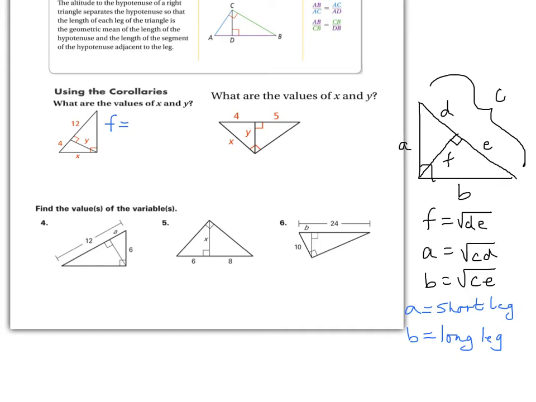F equals the square root of d times e. And in the problem, you'll notice that d happens to be here, and e happens to be here. So now I know y goes in for f, the square root of d times e, which is 4 times 12, which simplifies to the square root of 48. And now we have to tie in the fact that we're looking to simplify the square root.